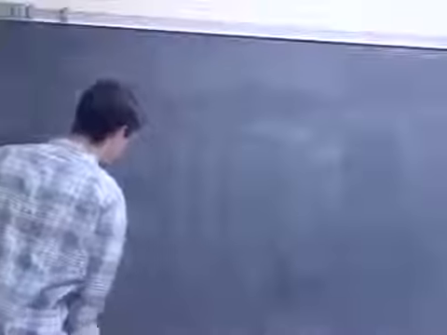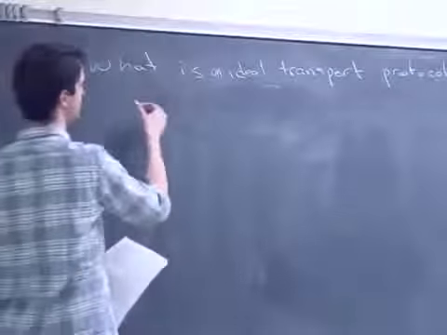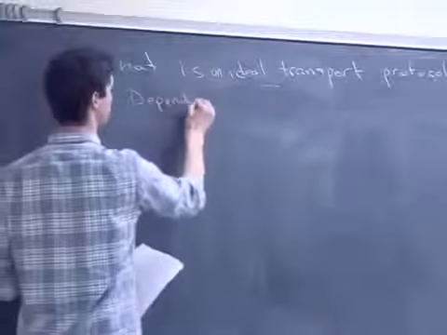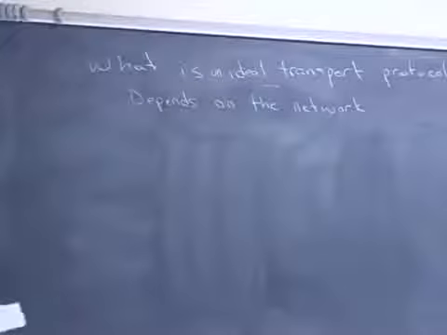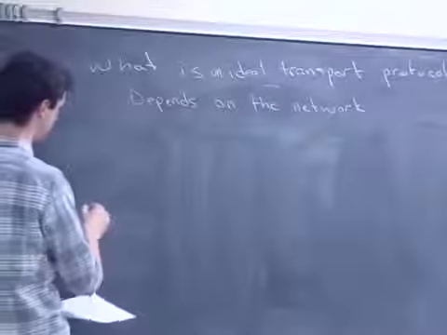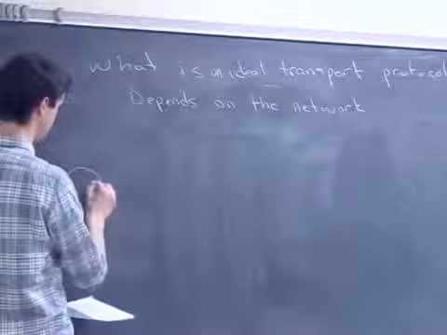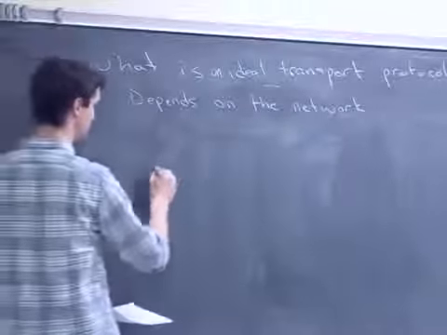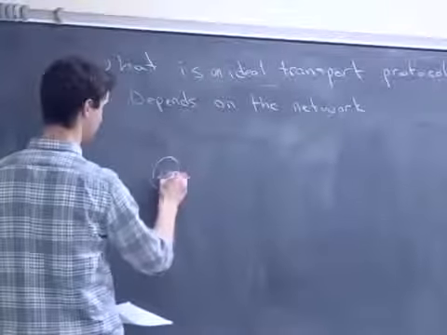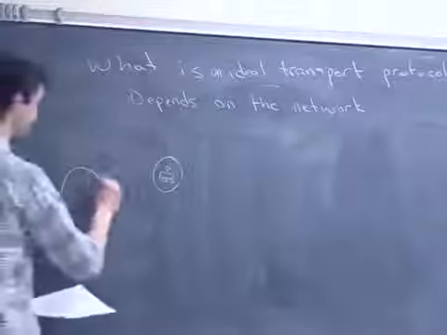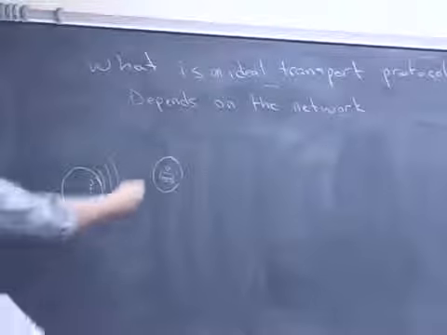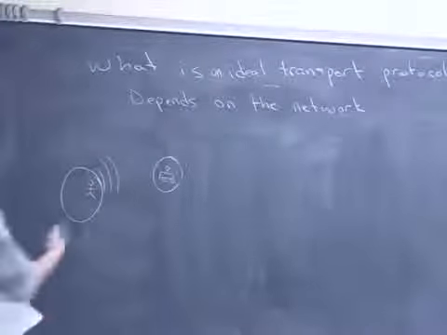Let's move on to talk a little bit about what the ideal transport layer is. So what is an ideal transport protocol? The answer to this depends on the network. As an example, let's suppose that we have a person on Earth who wants to communicate with a rover on the moon. It's a little rover that runs around and collects samples and so on. They transmit radio waves to the moon, and then this rover can send things back to NASA or someone on Earth.